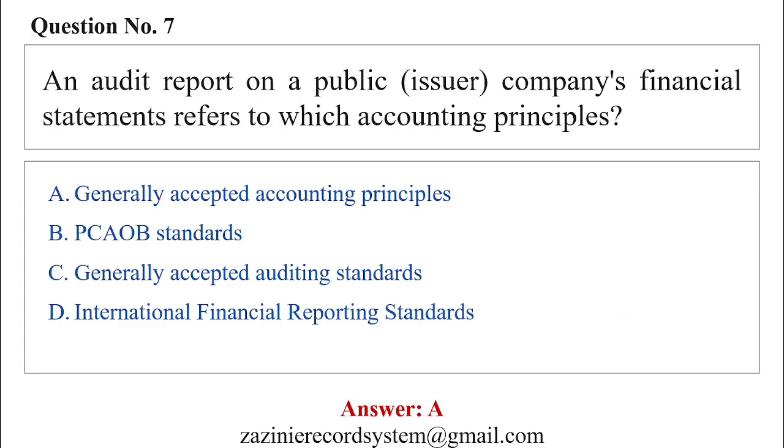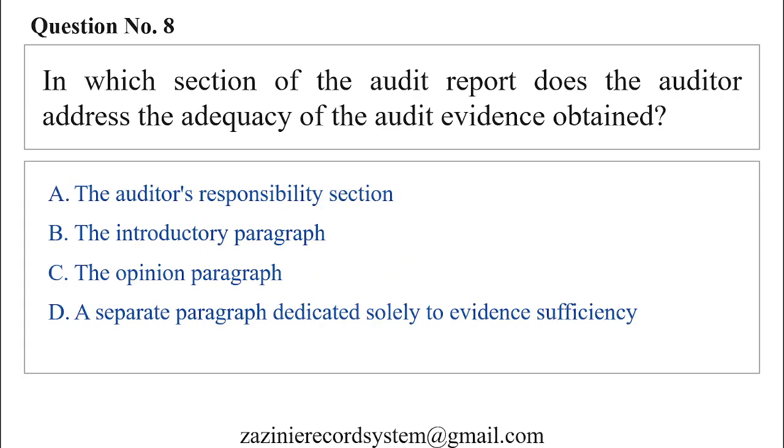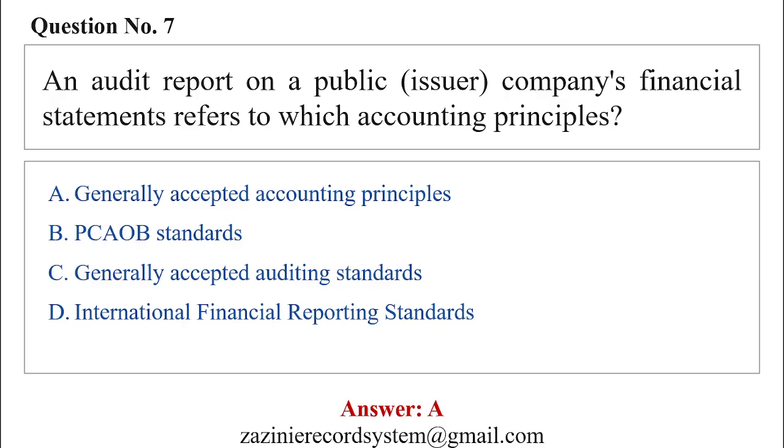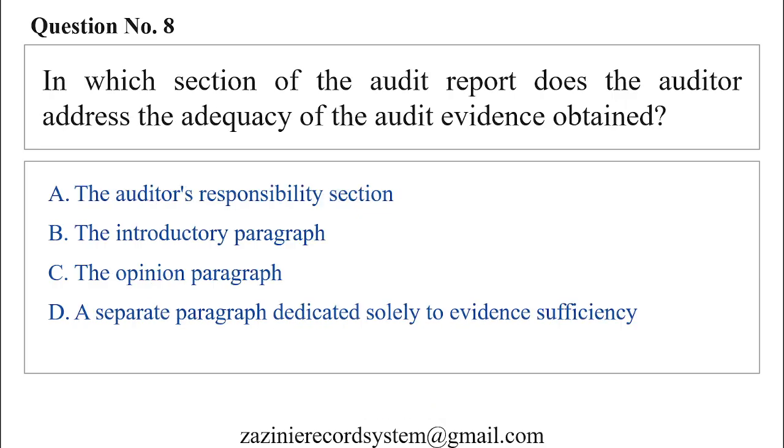Explanation. Letter A is correct because it's within the auditor's responsibility section that the report states a belief that the evidence gathered was sufficient and appropriate to support the opinion. The introductory and opinion paragraphs each serve a different purpose, and there's no separate dedicated paragraph just for evidence sufficiency.